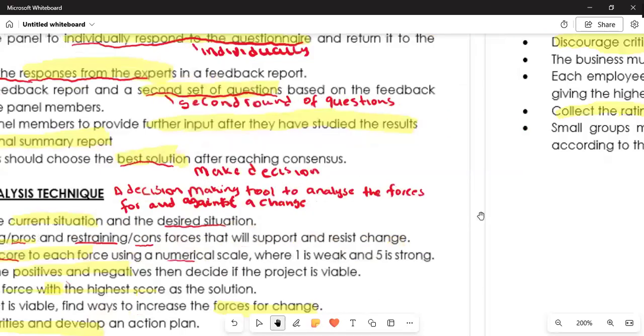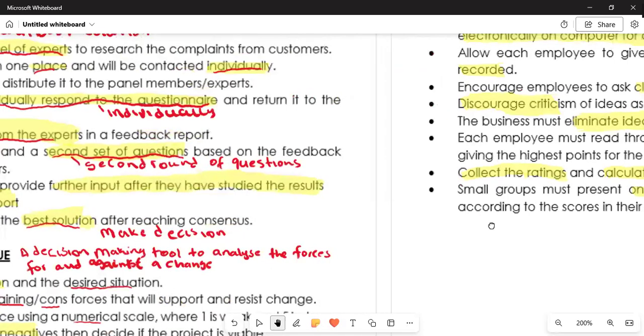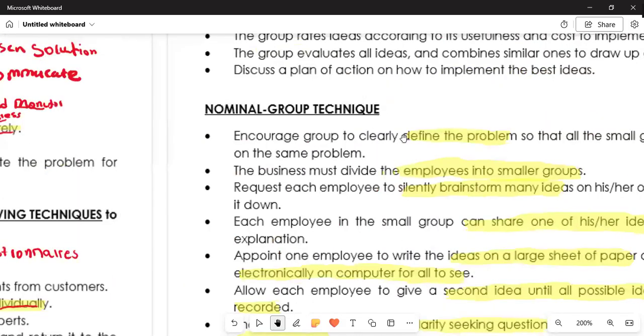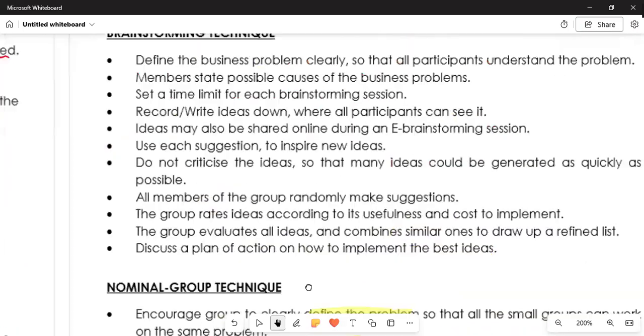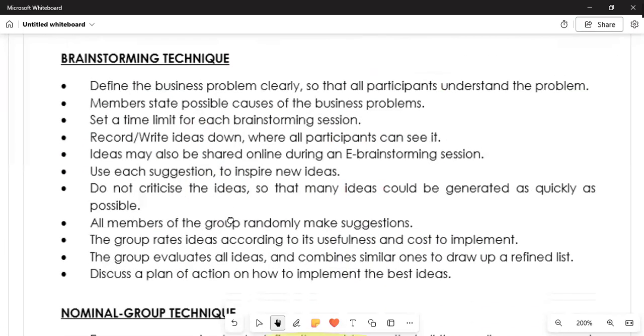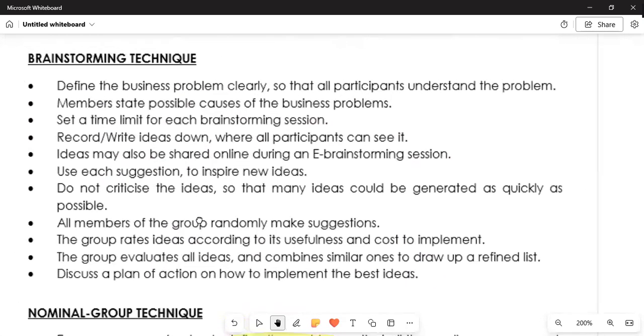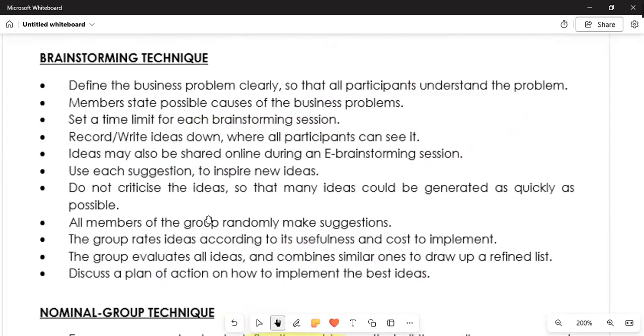Now we are moving on to another technique, which is brainstorming. What is this brainstorming all about? That is very important.